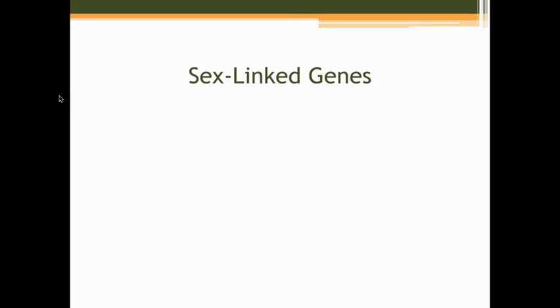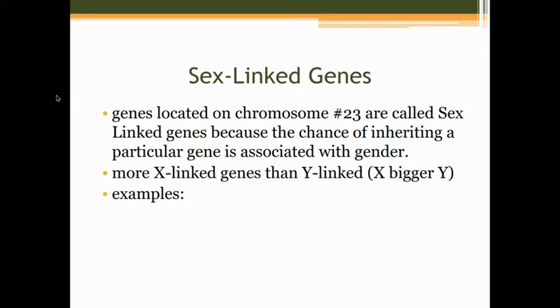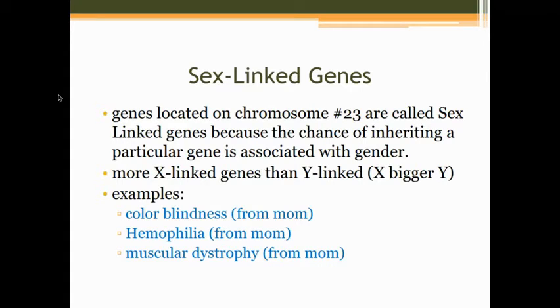That brings us to sex-linked genes, and sex-linked genes are the group of genes that are all located on the 23rd chromosomes. The majority of these are X-linked. There are a few Y-linked, but these 3 here are all X-linked. Color blindness, hemophilia, and muscular dystrophy, all located on the X chromosome.